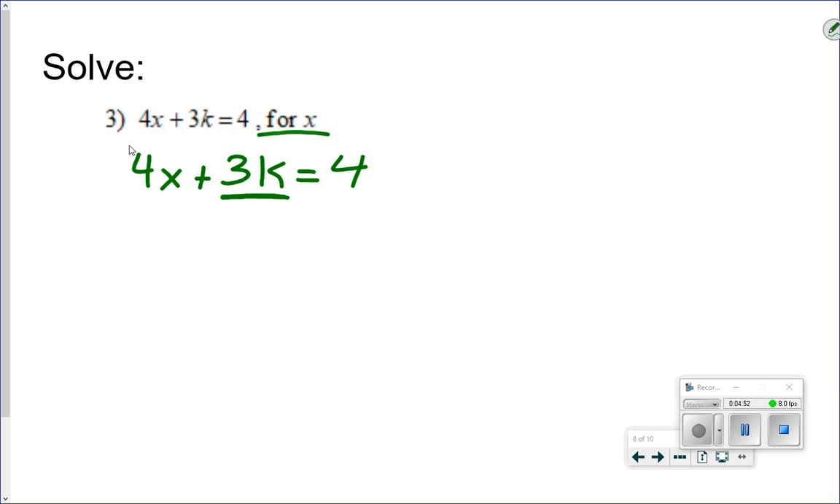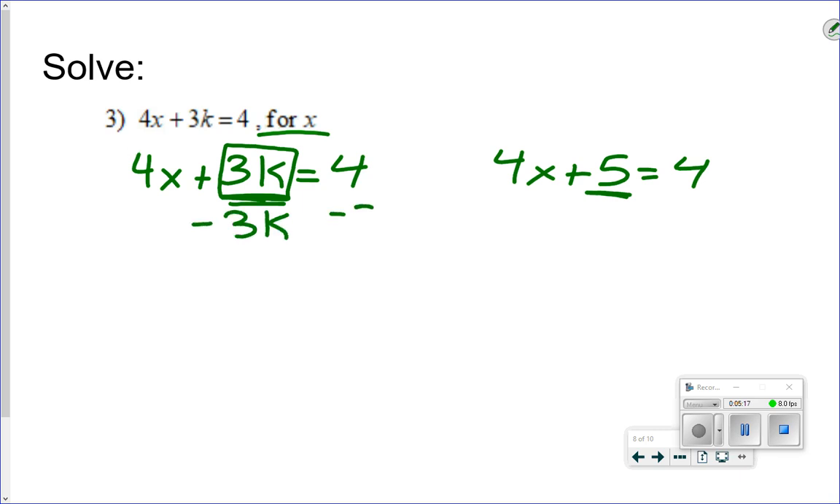This looks a little different. Normally when we had a 3k, we would divide by 3. But we're not doing that because we're treating this whole term like it's a 5. Just like if you had 4x plus 5 equals 4. And I know I said I wasn't going to show you another example on the side, but you're treating this right here like it's a 5. And it's being added, so we have to subtract it, the whole thing. Not just the 3. We're not dividing it, we're subtracting it because it's being added. So that the whole 3k gets canceled on the left side.